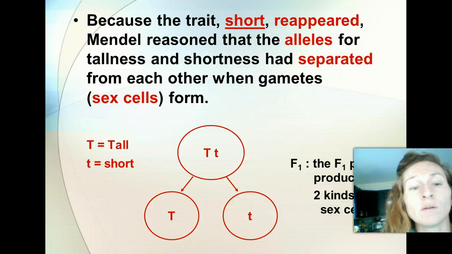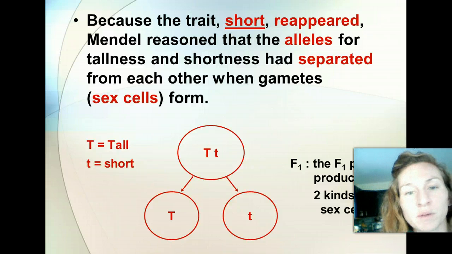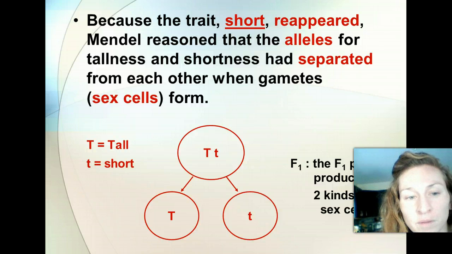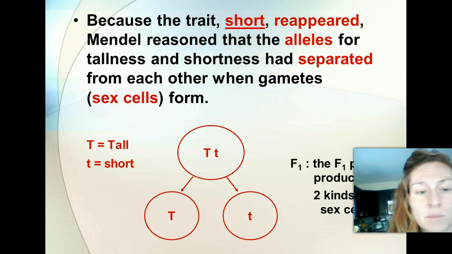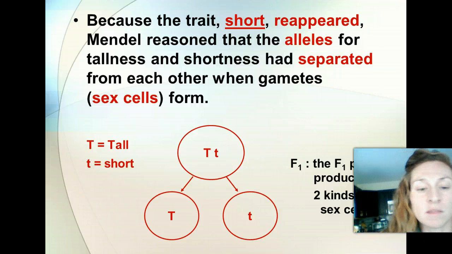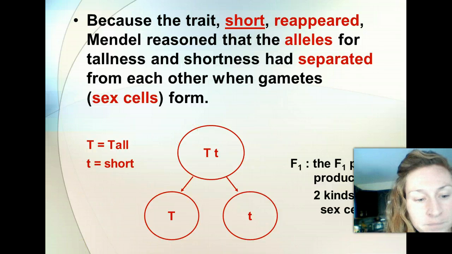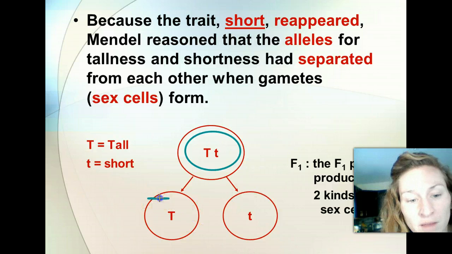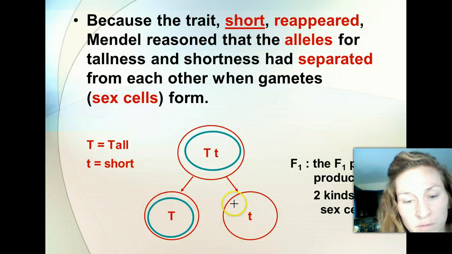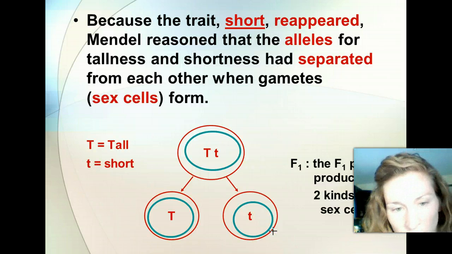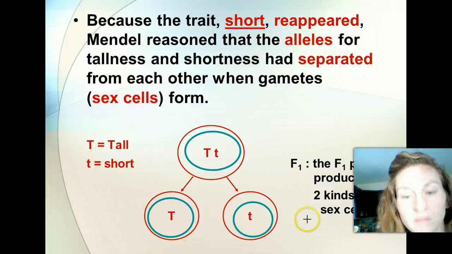So again, what he reasoned, because that short trait reappeared, was that the alleles for tallness and shortness had separated from each other when the gametes or sex cells formed. Remember, sex cells for us are like sperm and egg. For plants it's a little bit different, but basically this parent, this circle here with both alleles, is representing the parent. It's either going to pass on a big T to its offspring or a little t. And so they call this separation segregation, because they are both being passed on separately.